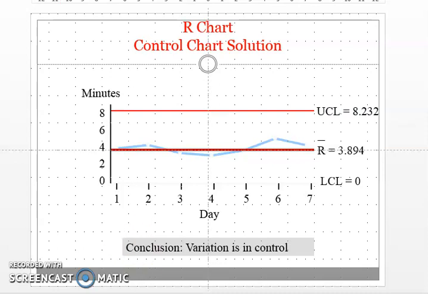In the next lecture we will see how to draw the X bar chart and P chart. Also we will see some problems. Thank you very much.